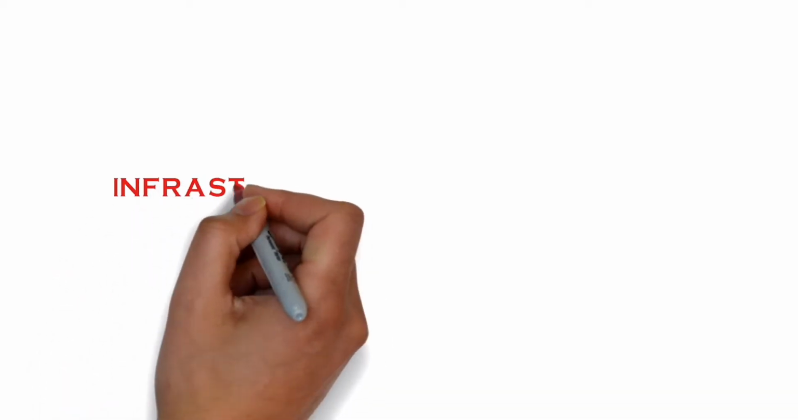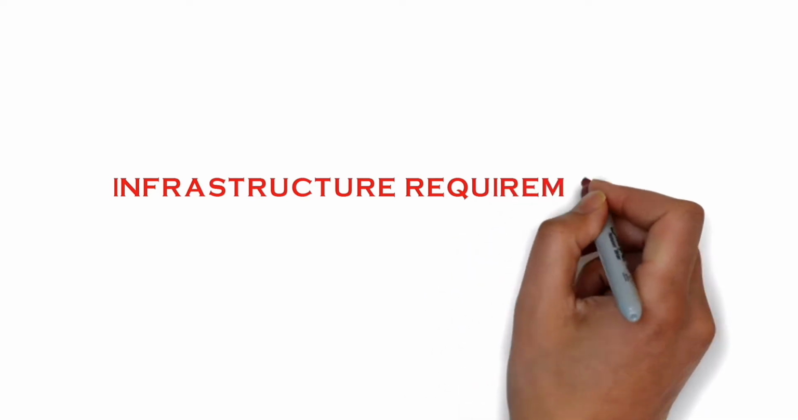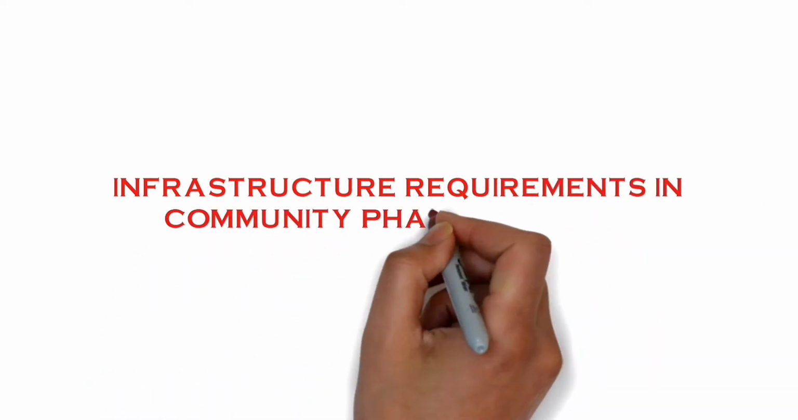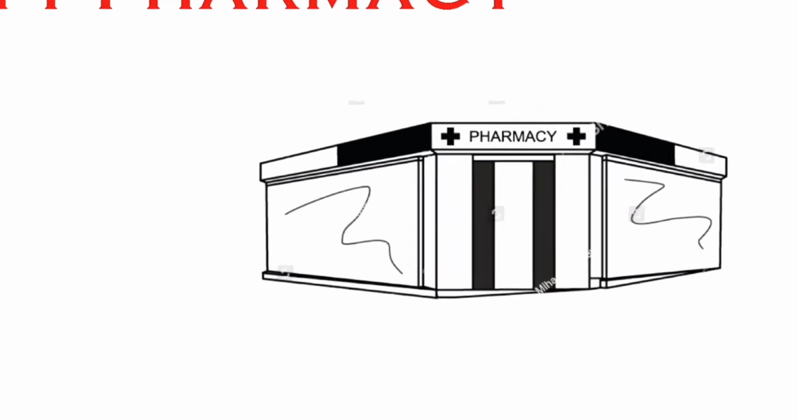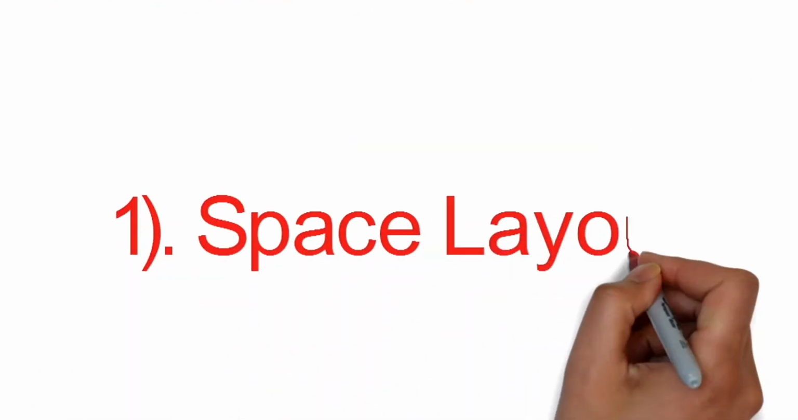We will discuss one of the important topics: infrastructure requirements for the community pharmacy. It is one of the most important topics for the establishment of a new community pharmacy. And the first important topic is space layout.